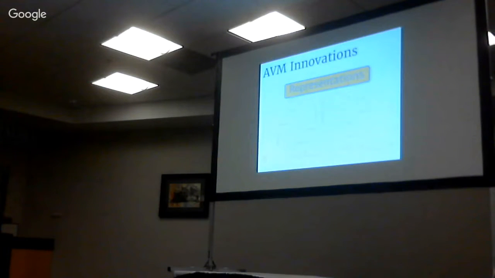Now that I've talked about those innovations, I'd like to transition to one additional new innovation, which is the representations that can be used for the alternating variable method. AVM was initially proposed just to handle integer data.